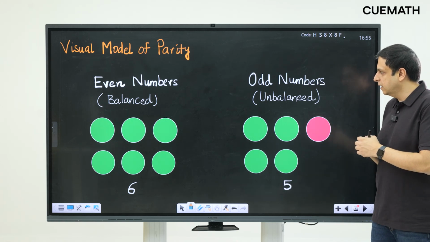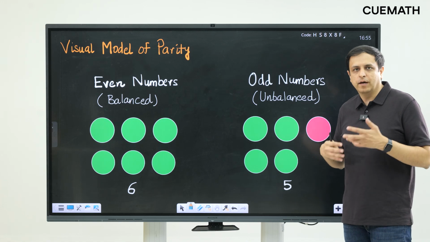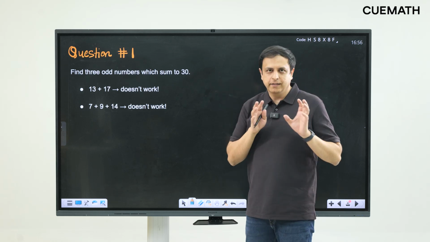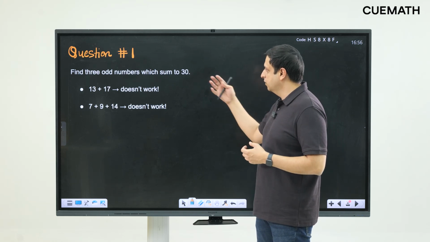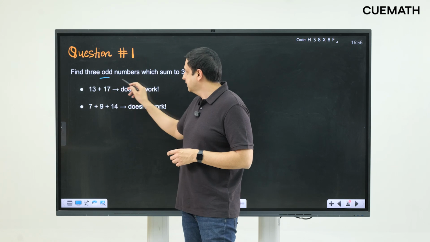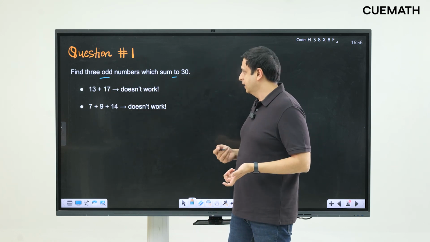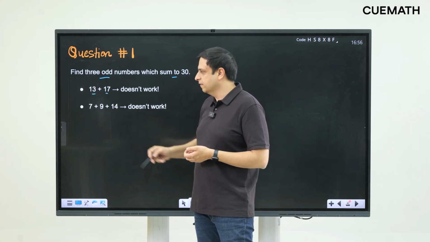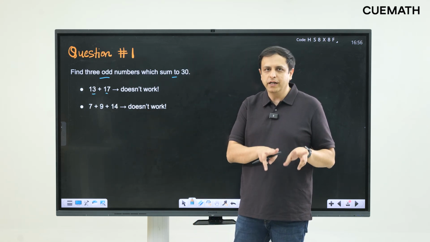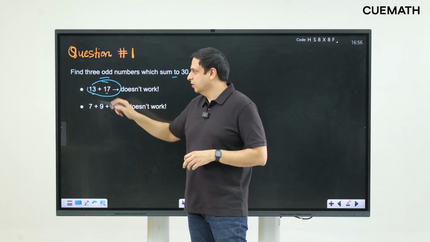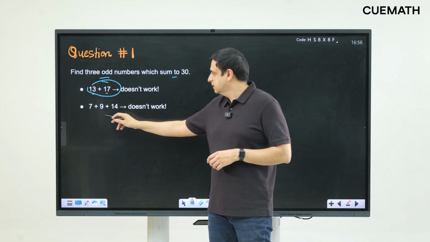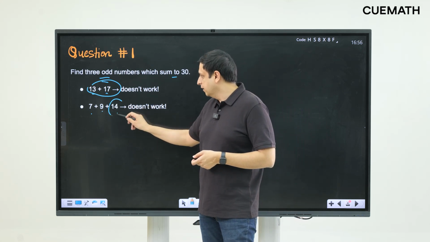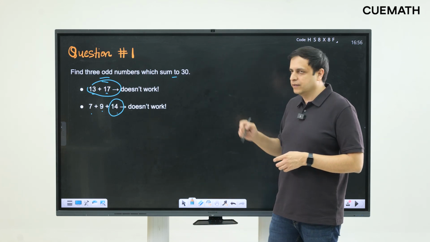Well, this thing helps us think about combinations of numbers with different parities. So, let's think of this problem and how we would apply the idea of the model we just saw to solving this problem. So, this question says find 3 odd numbers which sum to 30. So, you have to find 3 odd numbers which sum to 30. So, for example, if you take 13 and 17, their sum is 30 indeed, but they are only 2 odd numbers. So, this solution does not really work. And similarly, if you take the numbers 7, 9 and 14, their sum is 30, but you actually have an even number in this set. So, this set also does not work.